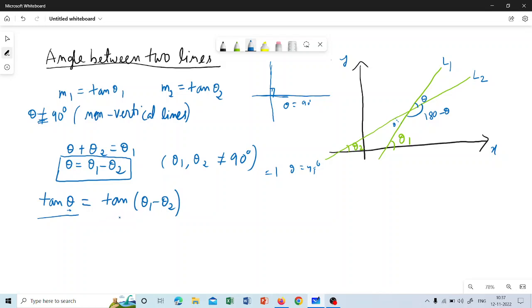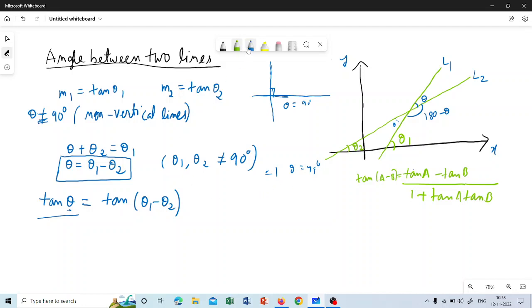And also there is a reason why I have taken tan. So now there is a formula. If you come across it, I will write it down. Tan A minus B is equal to tan A minus tan B by 1 plus tan A into tan B. So this is the trigonometric identity which we will use here.